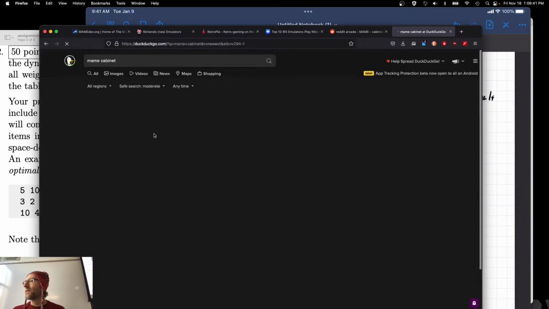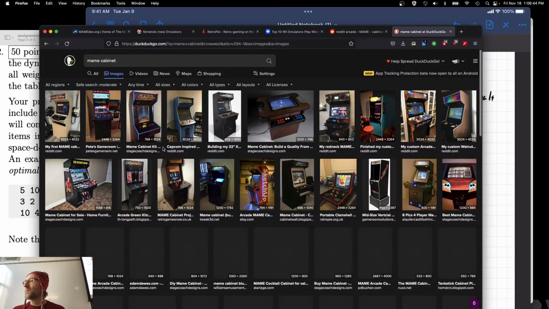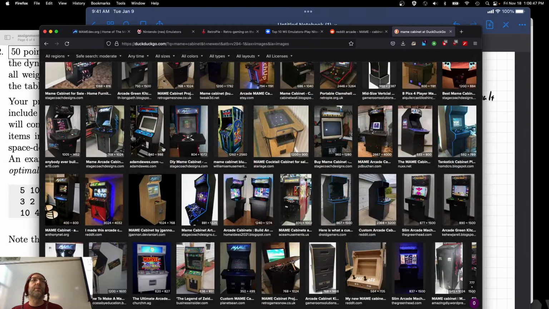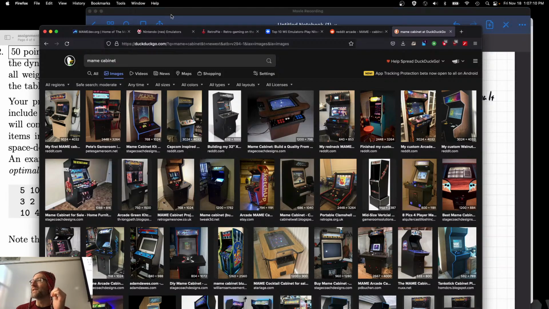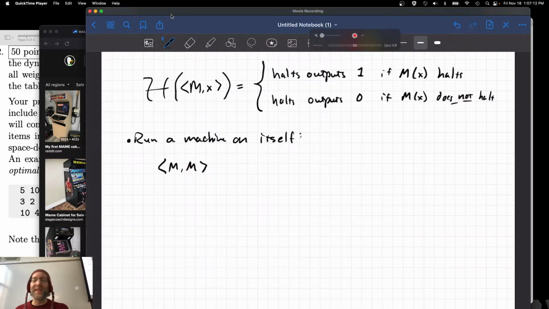You can buy kits to do it, or you can build your own. It's a whole hobbyist thing. You can play any arcade game. All this is you building this oversized classic MAME cabinet, and then all that's inside of it is a little tiny Raspberry Pi, and of course the screen. And then there are purists that say you have to get an old CRT monitor, or it doesn't count. Anyway, can you run a machine on itself?